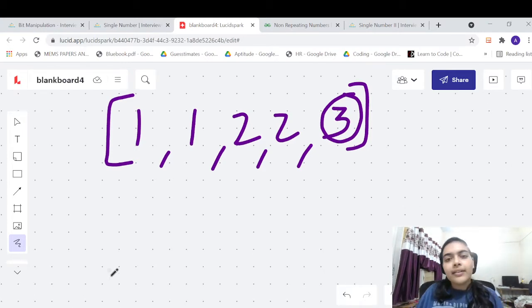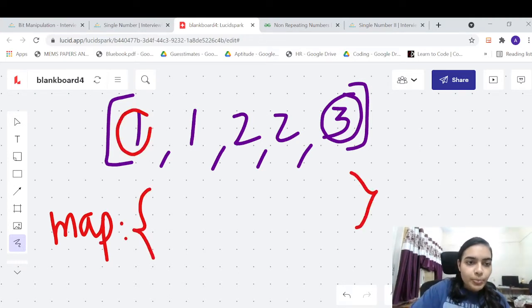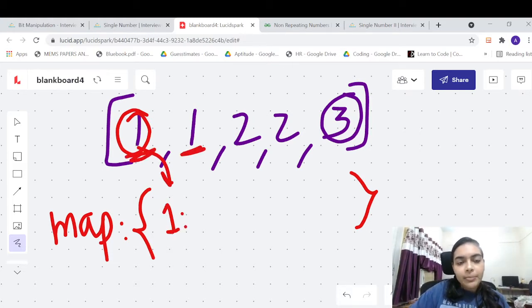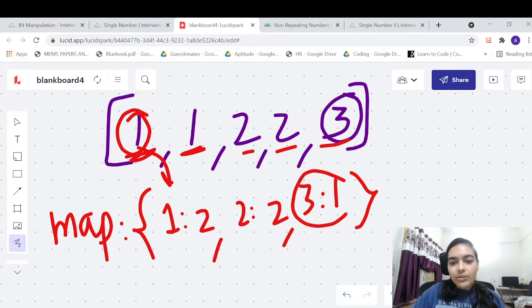Maybe you will take a map data structure or a set data structure and store elements. Okay, let's take a map data structure. Let's try to store elements. If we put 1, we will keep the count, right? So we put 1 and keep that 1 is occurring 2 times. Similarly, we'll put 2 is occurring 2 times, and then we'll put 3 in the map data structure. You will see 3 is the only element which is appearing one time. So you will store the element along with the count, and you can do that.